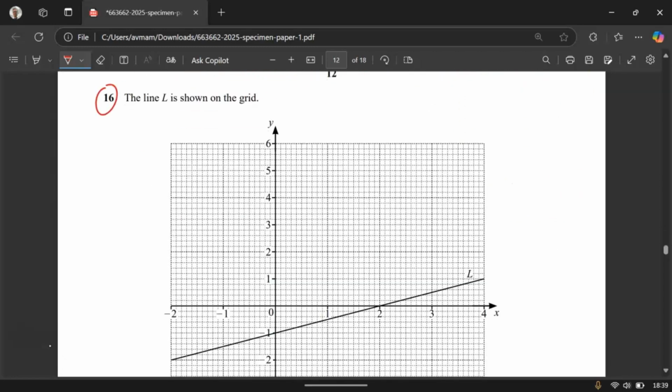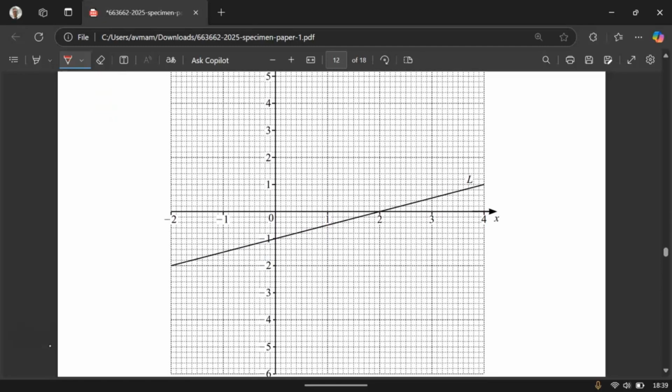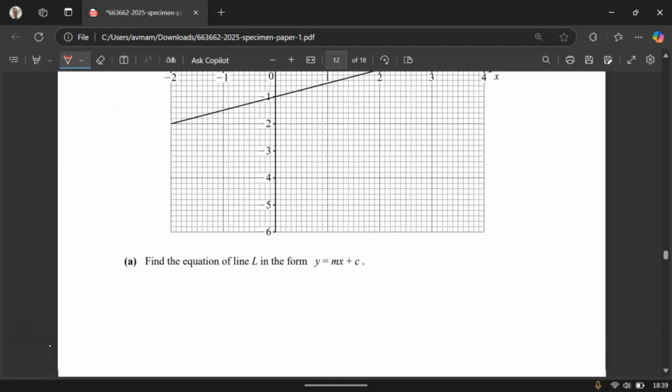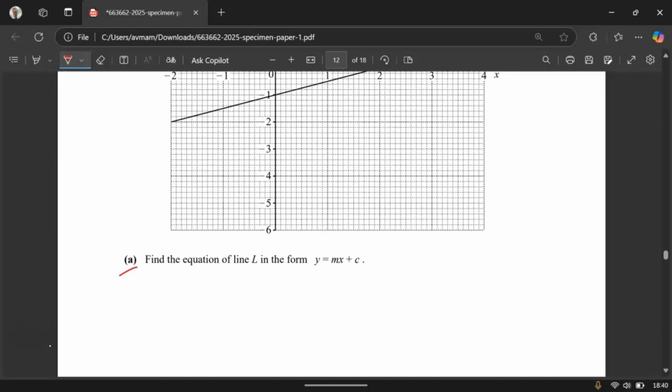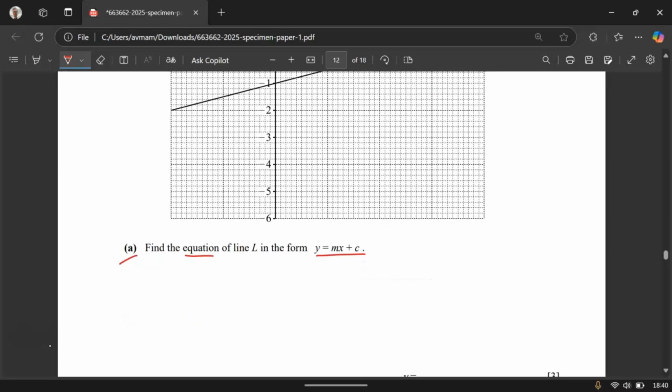Question number 16. The line L is shown on the grid. Here we have line L. Question A. Find the equation of the line L in the form y equal to mx plus c. To find the equation, we need the gradient. Okay, to find the gradient, we can use the formula y2 minus y1 divided by x2 minus x1.